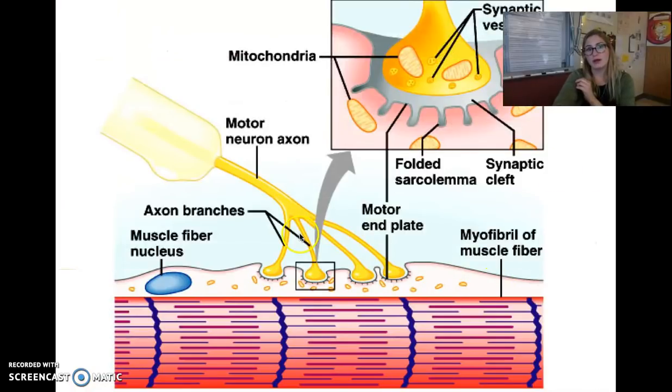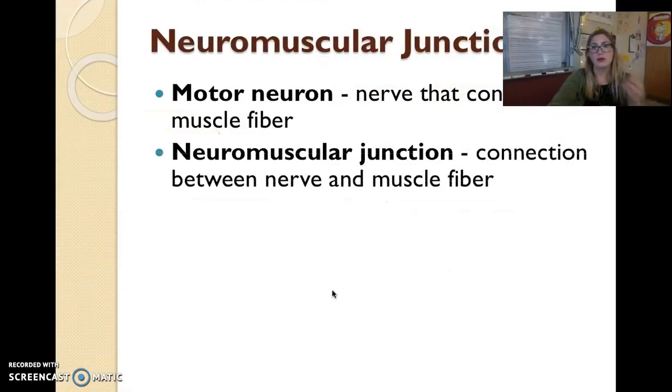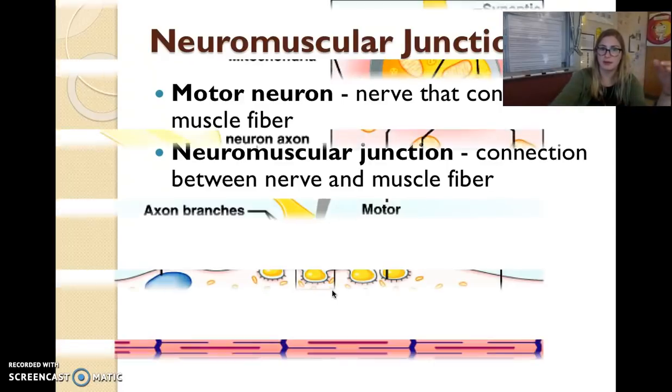So we have one neuron here. Here's the axon, that's going to be the end that then connects and then releases the acetylcholine into the motor end plate for then the muscle to contract. So the neuromuscular junction. Junction means like part in between. So neuro, this is the neuron and the muscle coming together. It is a connection in between the neuron and the muscle fiber itself.